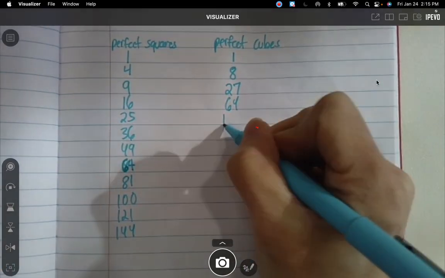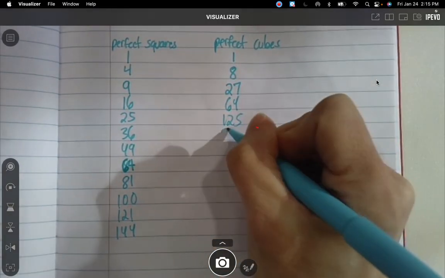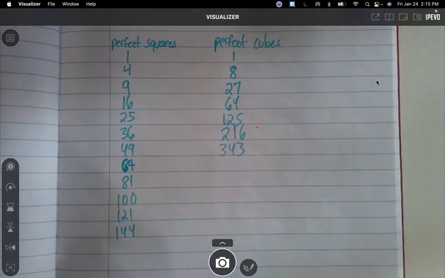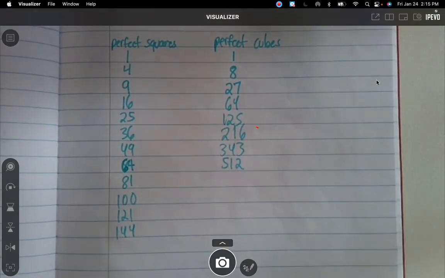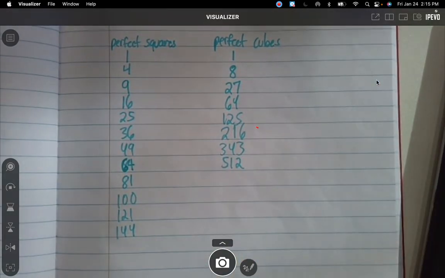5 to the third, 6 to the third, and 7 to the third. I think that's 343. Yeah, and then maybe I'll do one more, 8 to the third. So those are perfect cubes. And then you could keep going. You could even find things to the fourth power. So some of them are easy. You can do these on your calculator.